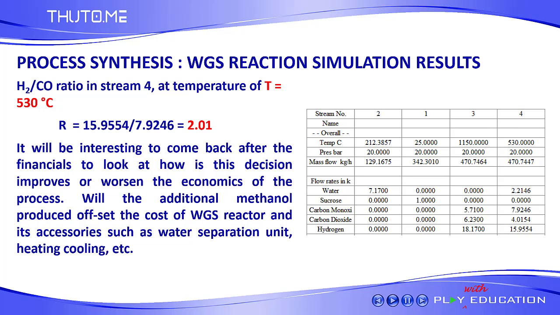It will be interesting to come back after we have done this calculation and look at the financials on how this decision improves or worsens the economics, because remember, we have added an extra reactor, which is the water gas shift reactor, and that helps us to improve the amount of methanol that is made, and also to use the H2 that we had. It will be very interesting to look at how this additional reactor improves the amount of methanol that we make, and how that additional methanol offsets the cost of the water gas shift reactor and its accessories.